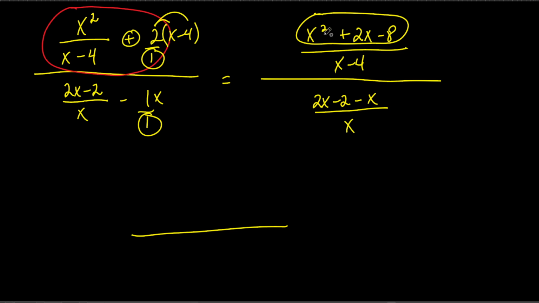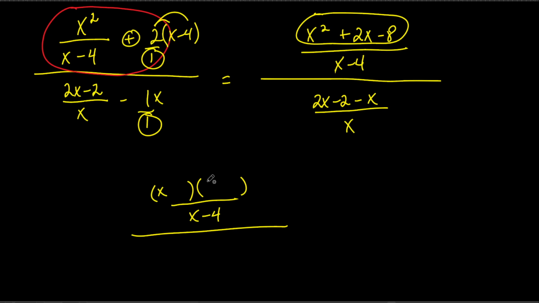Okay, so what do you think I could do with this x squared plus 2x minus 8? I could factor it, correct? All right, so let's do that, because it possibly could cancel with something. It may not, but it might. So we need to give it a chance to be able to cancel something on the bottom.